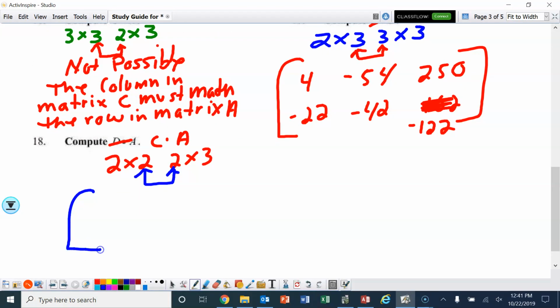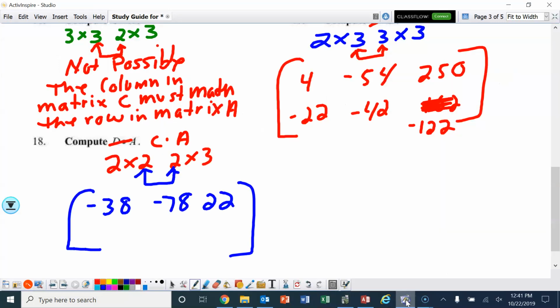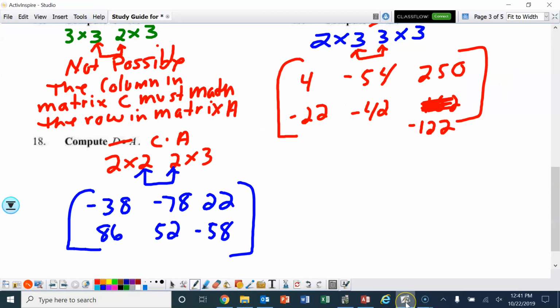All right, so we have negative 38, negative 78, 22, 86, 52, and negative 58. All right. That is it for multiplying matrices.